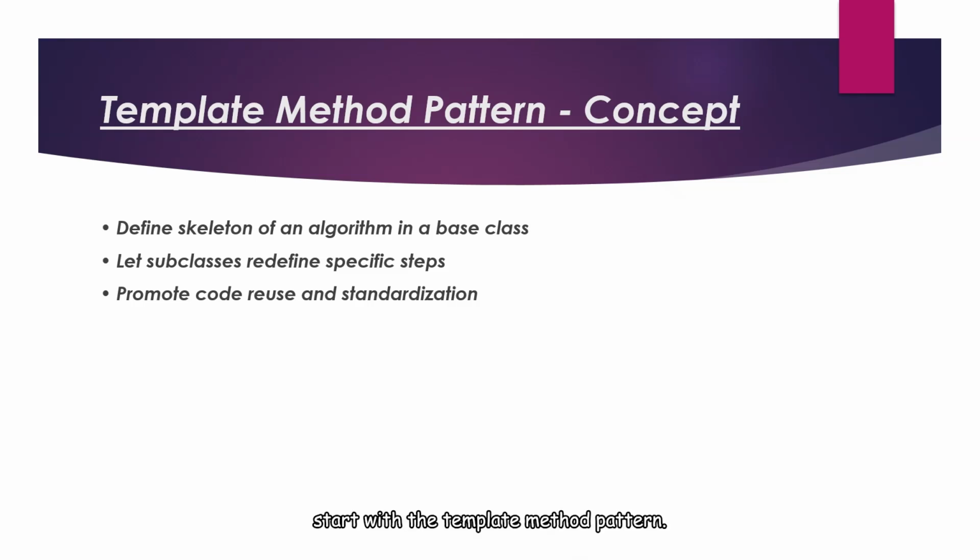Let's start with the template method pattern. Imagine you have an algorithm or a workflow that should remain consistent in structure across multiple classes, but where a few specific steps vary. Instead of duplicating the overall logic in each class, we define a template, a base method that sets the steps in order. Subclasses can then fill in the specific behavior by overriding only those parts that differ. This promotes both code reuse and consistent execution flow.